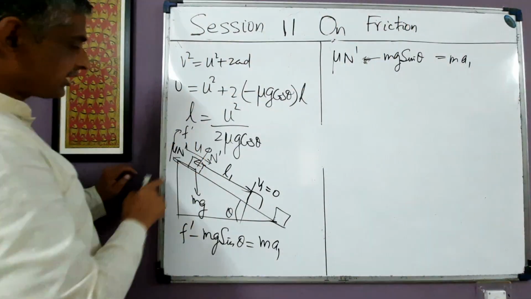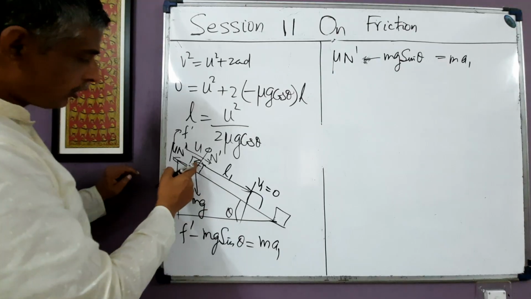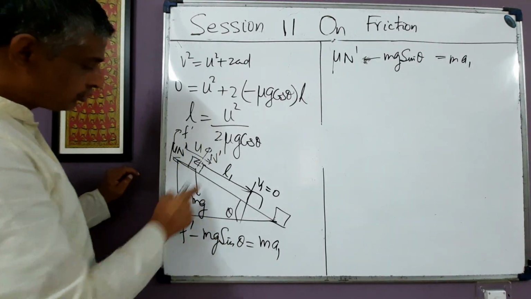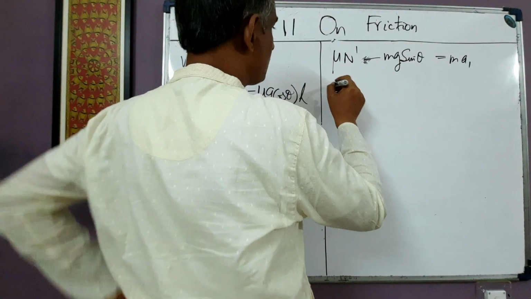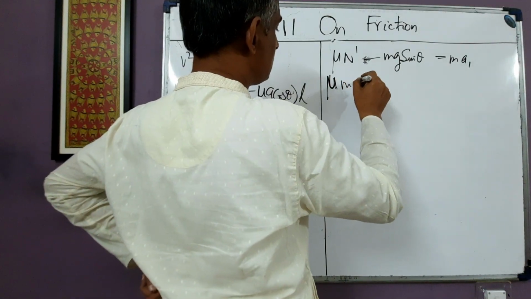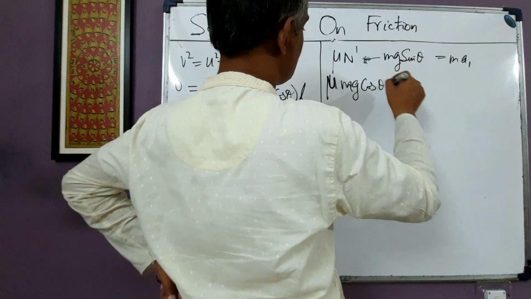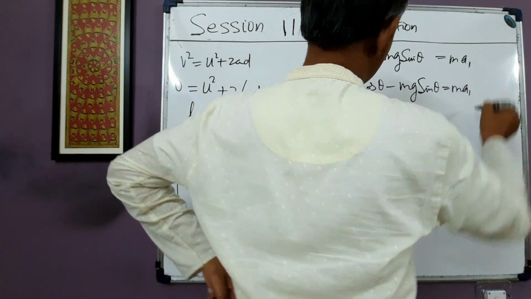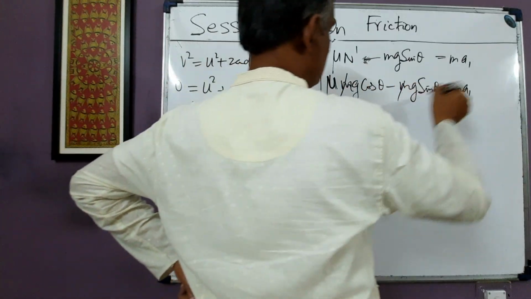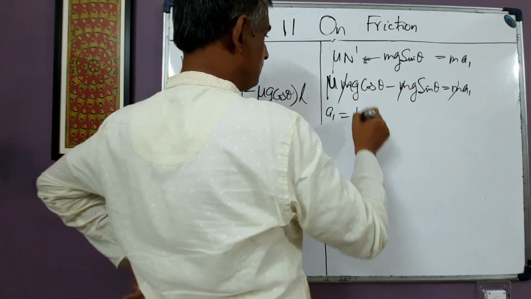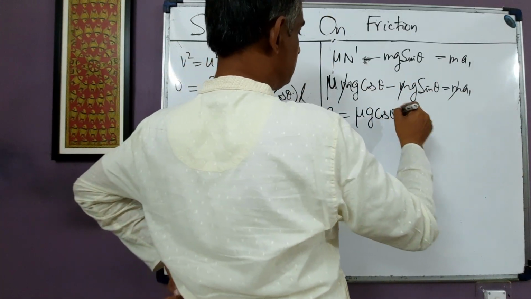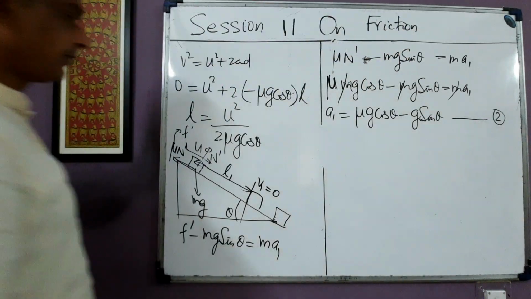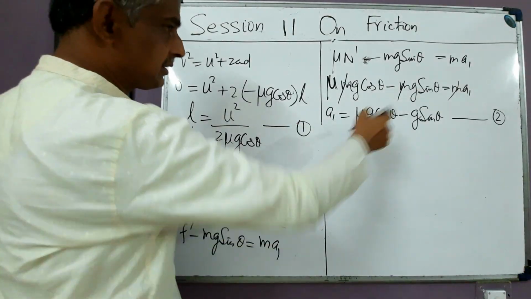Alright. Now N dash again becomes mg cos theta, because the block has no acceleration in this direction. So in this direction, the net force on the block should be 0. So N dash should be equal to mg cos theta. So mu times mg cos theta minus mg sin theta equals m a1. So m goes away. So a1 becomes mu g cos theta minus g sin theta. This is the second equation. The first equation was this one. This is the second equation.